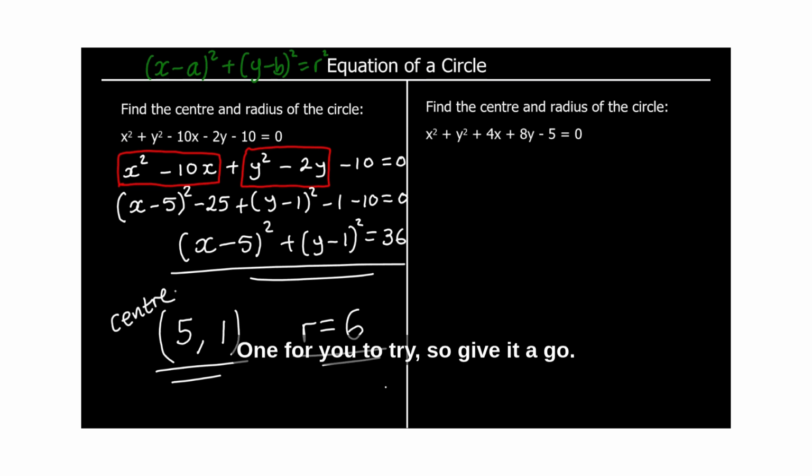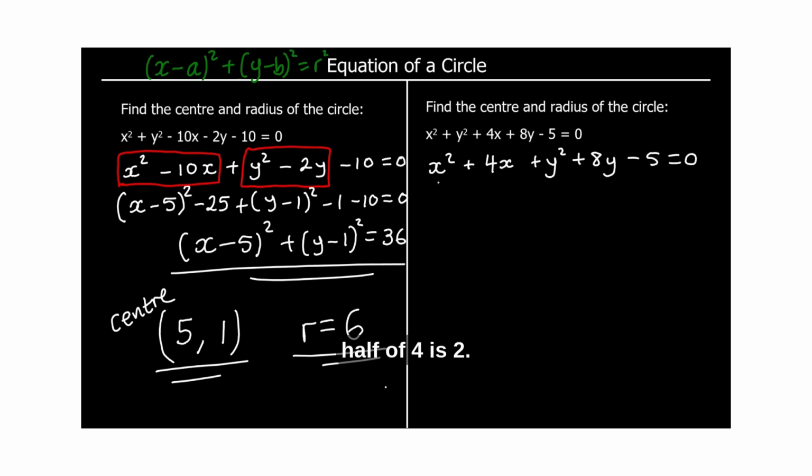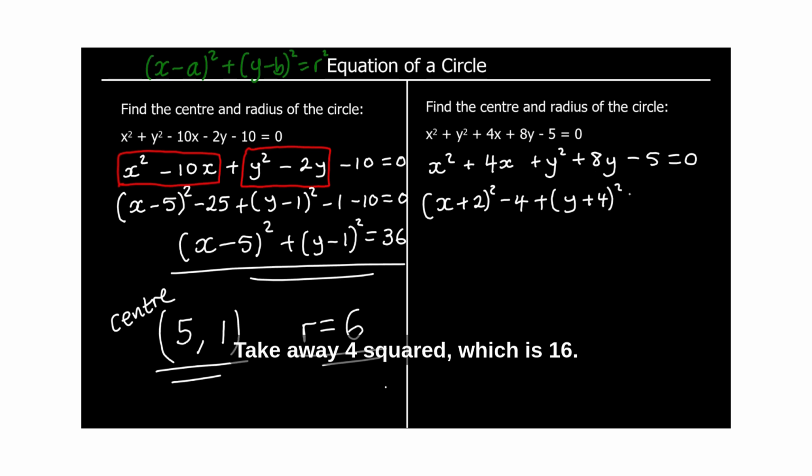One for you to try, so give it a go. So we're going to complete the square on the x's and complete the square on the y's to get it into the right form. So I'm going to write the x's together and the y's together. So for the x's, half the b number, half of 4 is 2. It's going to be (x plus 2) squared, and then take away 2 squared. So take away 4. For the y's, half of 8 is 4. Take away 4 squared, which is 16.